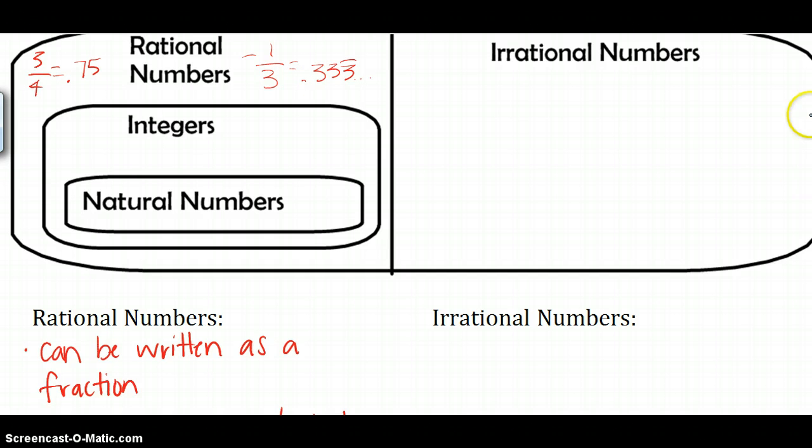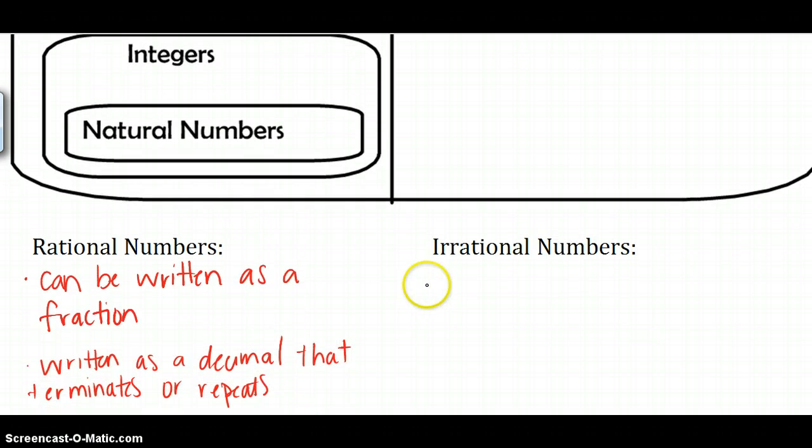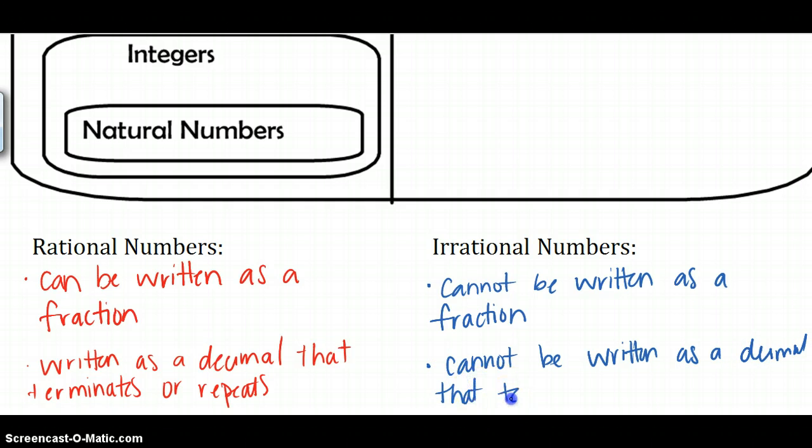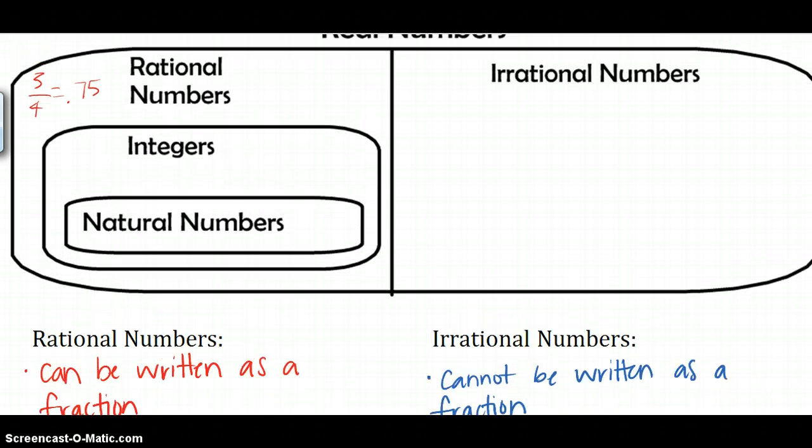So an irrational number cannot be written as a fraction, and cannot be written as a decimal that terminates or repeats. So it's something that goes on forever and ever and ever. For example, the square root of 2.